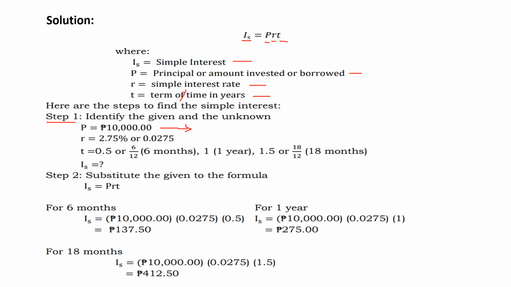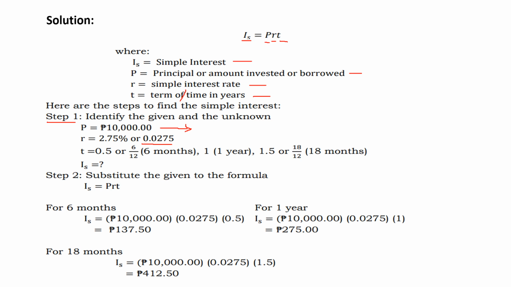Why is that? A while ago, I said that if the given is in terms of percentage and we're asked to find the simple interest, we need to convert this 2.75% to decimal. By simply dividing this 2.75 by 100, the resulting value is 0.0275.